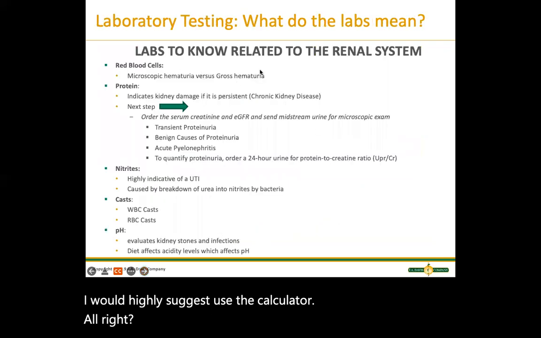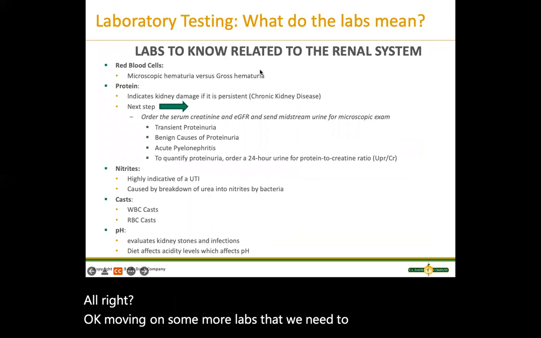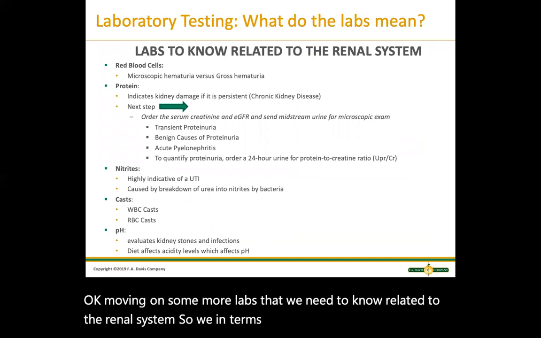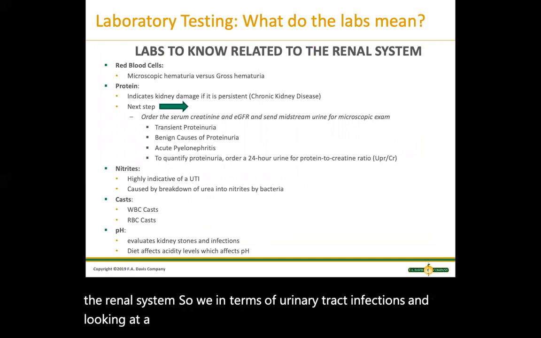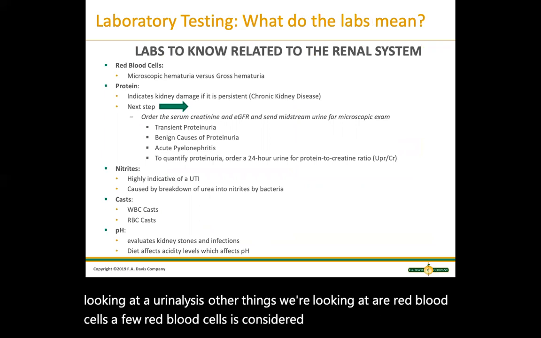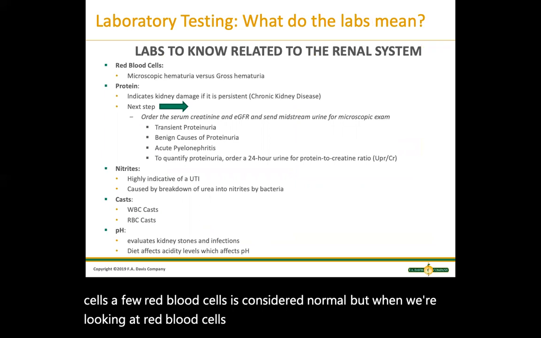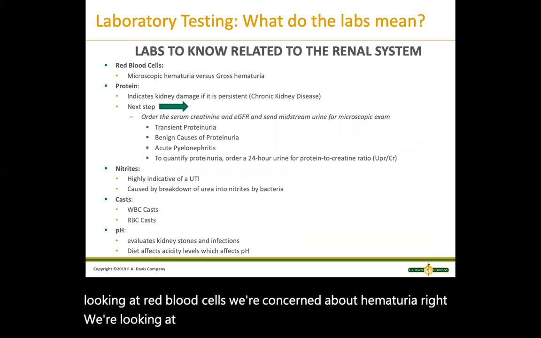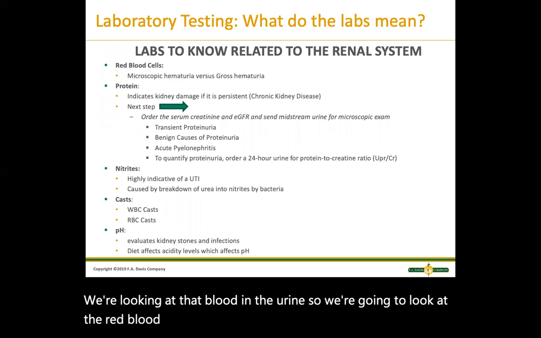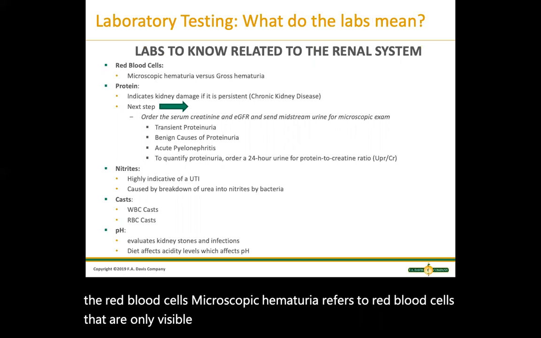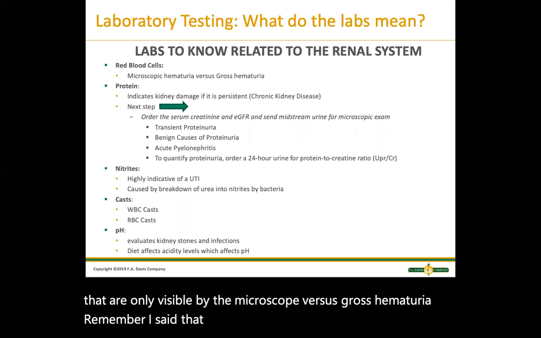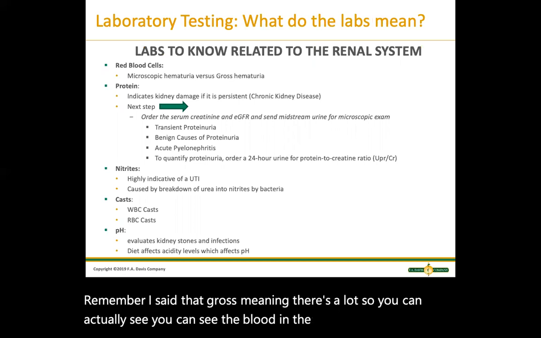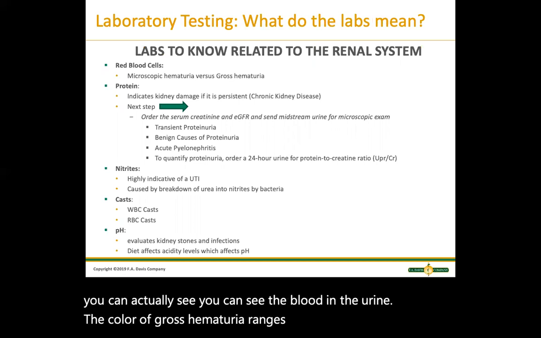Okay, moving on, some more labs that we need to know related to the renal system. So in terms of urinary tract infections and looking at a urinalysis, other things we're looking at are red blood cells. A few red blood cells is considered normal, but when we're looking at red blood cells, we're concerned about hematuria, right? We're looking at that blood in the urine. Microscopic hematuria refers to red blood cells that are only visible by the microscope, versus gross hematuria. Remember, I said that gross meaning there's a lot, so you can actually see the blood in the urine. The color of gross hematuria ranges from pink, red to cola or brown.